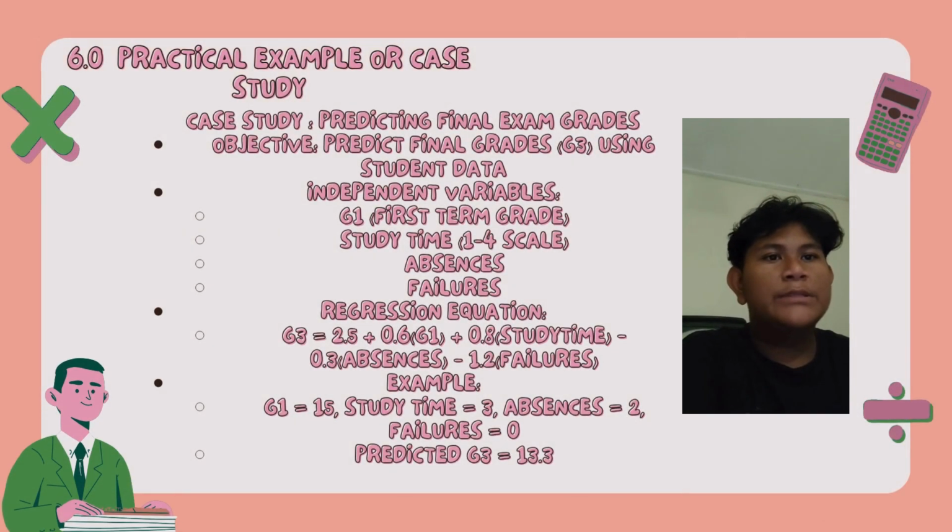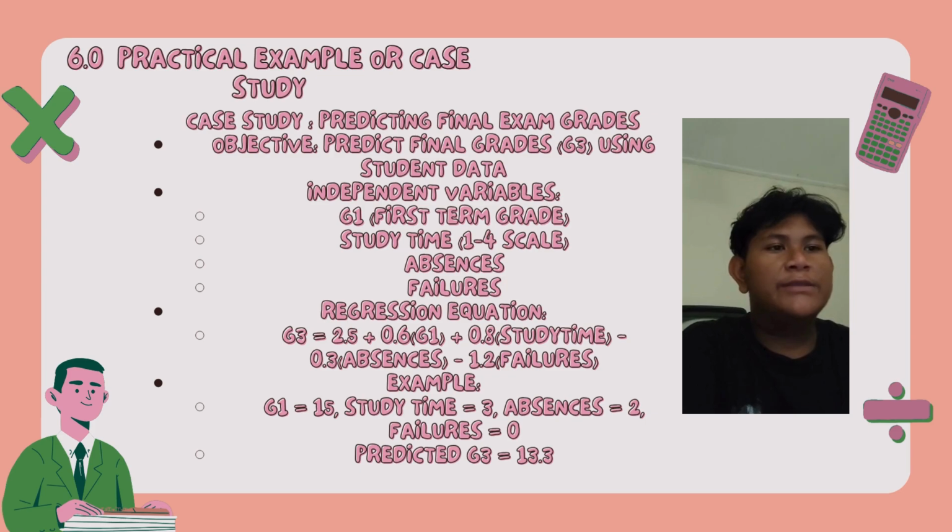Practical example or case study. Case study, predicting final exam grades. Objective: predict final grades G3 using student data. The independent variables are G1, first term grade, study time on a 1 to 4 scale, absences, and failures. Regression equation: G3 equals 2.5 plus 0.6 times G1 plus 0.8 times study time minus 0.3 times absences minus 1.2 times failures. Example: G1 equals 15, study time equals 3, absences equals 2, failures equals 0. So the predicted G3 is 13.3.